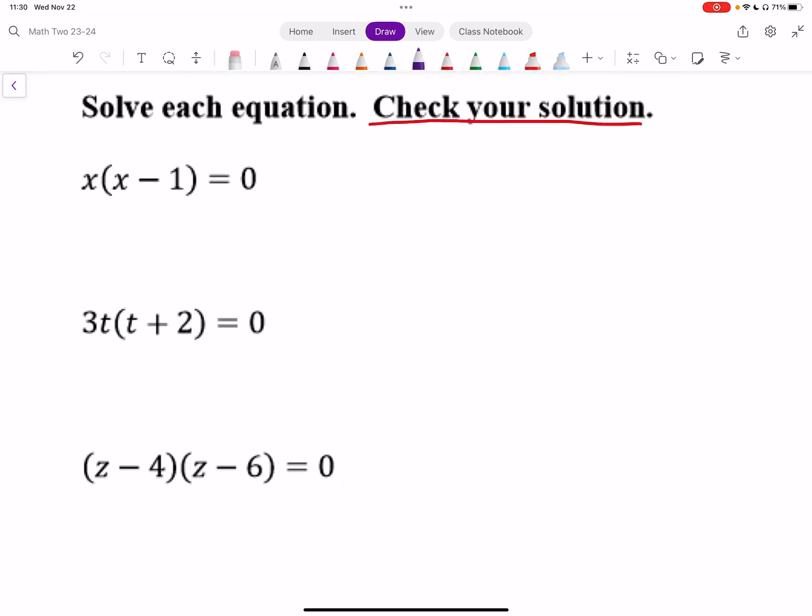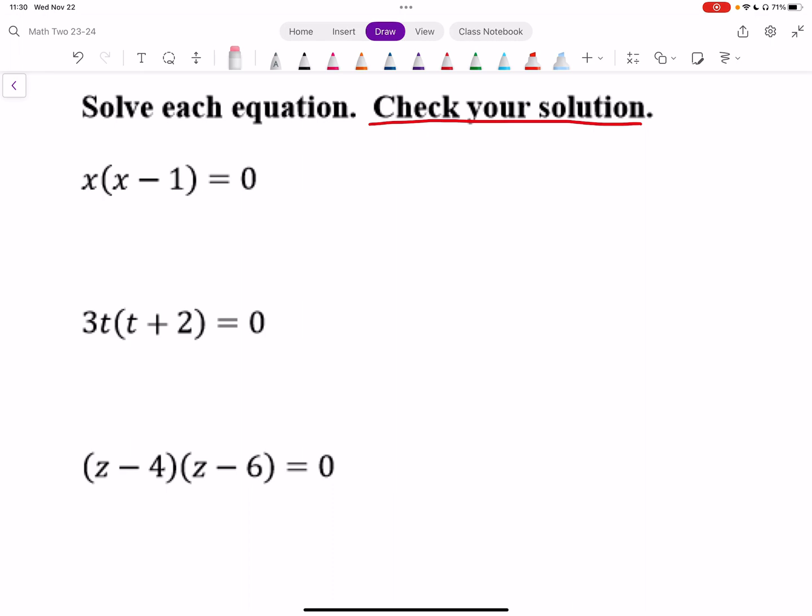What I'm noticing is I have a variable outside a set of parentheses, all equal to 0. Now, I know that this polynomial is in factored form because I have two things multiplied together. I'm allowed to have add and subtract signs, but they have to be within parentheses in order for it to still be in factored form. If we use the distributive property to multiply this back together, we would get x squared take away x.